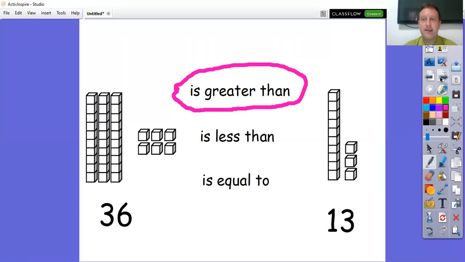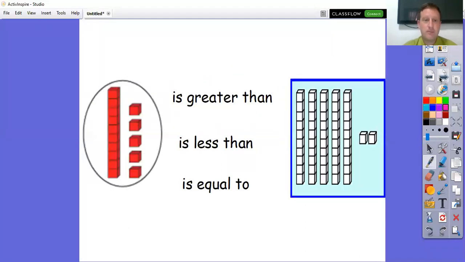Okay, let's take a look at another example. I'm not going to write the numbers for you this time because I think we can see from the picture which one has the most and which one has the least, okay? So let's take our red blocks over here. We have 1 ten, and then we have 1, 2, 3, 4, 5 ones. So 1 ten and 5 ones is 15.